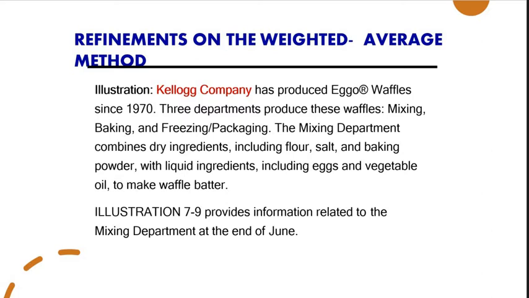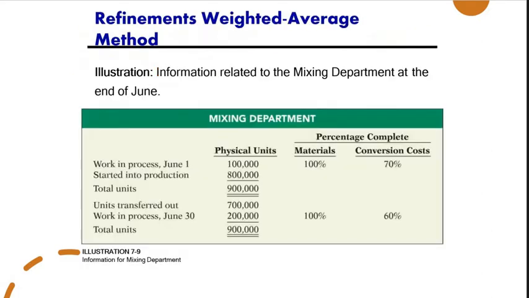Okay, so the mixing department combines dry ingredients, including the flour, the salt, and the baking powder with liquid ingredients. Okay, so including eggs and vegetables to make the waffle batter. Okay, so the illustration 7.9, ito, gives information for us relating to the mixing department at the end of June. So ito yon, illustrating that, kunwari, ito yung kanilang informations under the mixing department at the end of June.